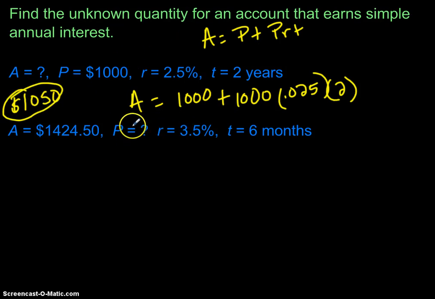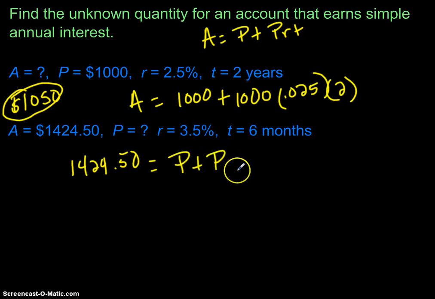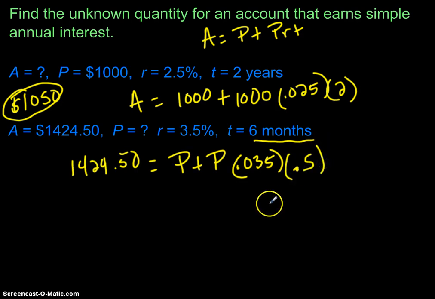Next one, I'm looking for P. This is a little different. I'm given A, that goes here. So I got 1424.5 equals P, I don't know that, so I'm going to leave it P, plus P, I still don't know that. Then the rate is 0.035. The time is 6 months. Well, I can't use 6 because this is months. It's 0.5, it's half a year. So I've got to use that.